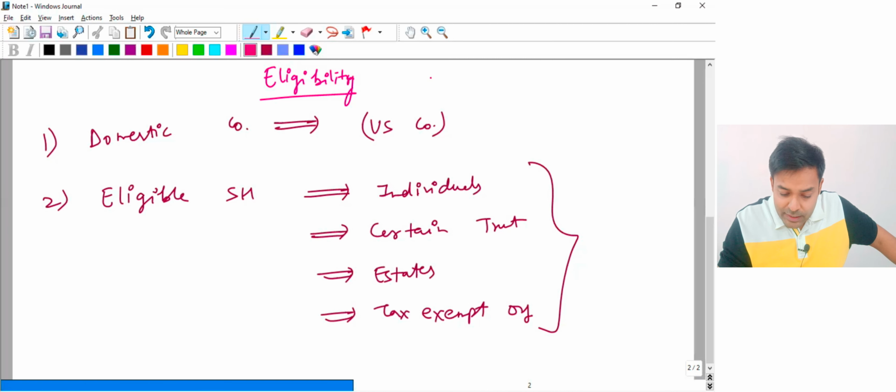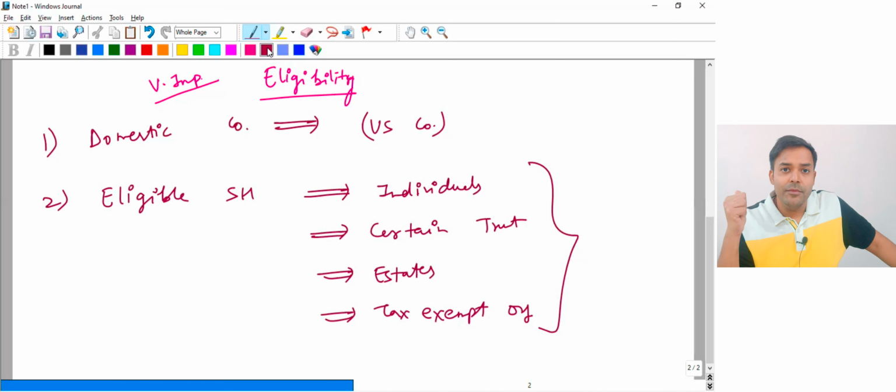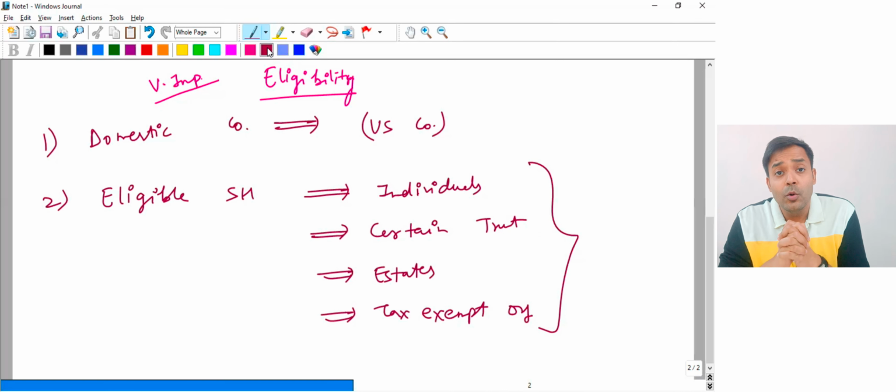Eligibility, guys, is a very important topic in the S corporation. It's very simple. It's nothing complicated, nothing twisted. In that case, you will get straight away questions on that. These are the brownie points, guys. Don't lose them. Two conditions we have done. First, the S corporation has to be a domestic company. Second condition, who could be the eligible shareholders? Individual, certain trust, estate, tax exempt organization.